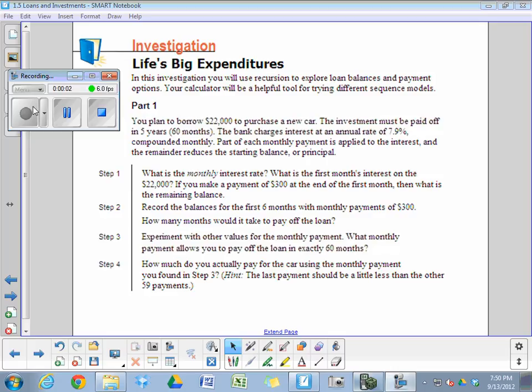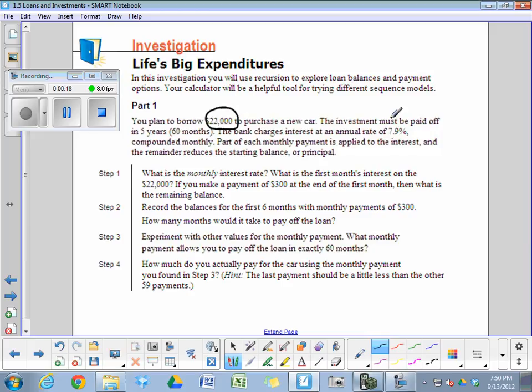This video is for part one of Life's Big Expenditures, the investigation that goes with section 1.5. What we're going to do today is talk about some investments here. Actually, today is a loan. This one is going to be a loan that you're going to take out. You're looking to borrow $22,000 to buy a new car. You want it to be paid off in 60 months. Looks like the interest rate is 7.9%, and it's compounded monthly. Very important that we highlight that.